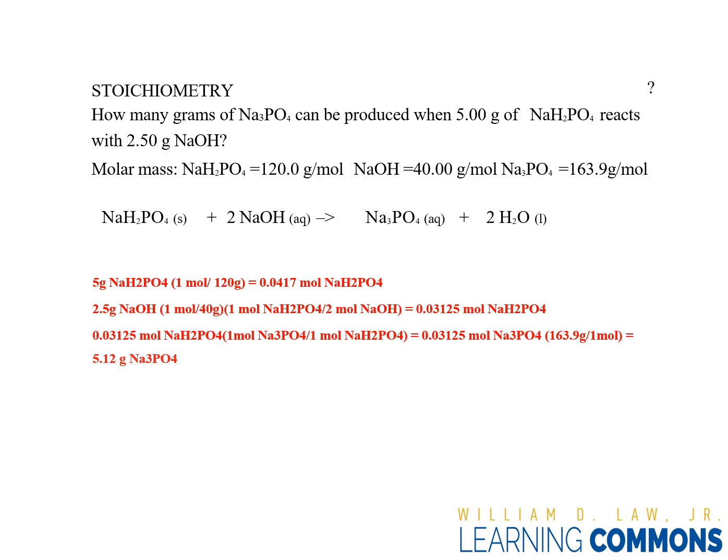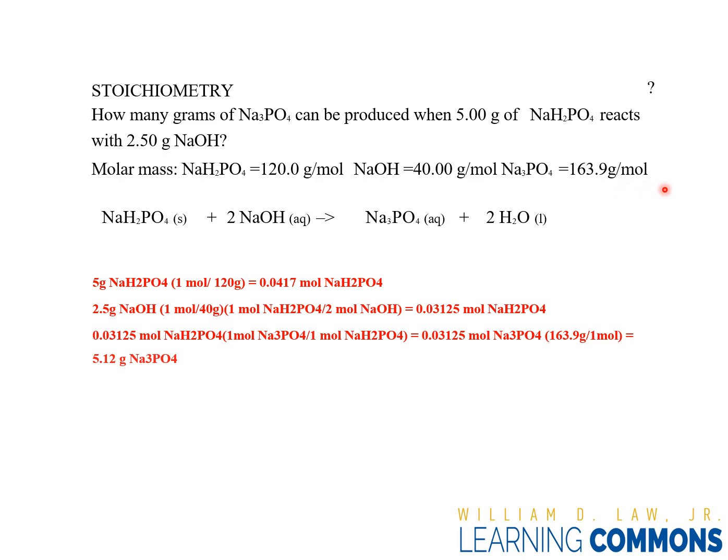This slide talks about stoichiometry. If you see this example, it asks how many gram of trisodium phosphate can be produced after the reaction runs out, when 5 gram of sodium dihydrogen phosphate reacts with 2.5 gram of sodium hydroxide. It gives me the molar mass for all these compounds: sodium dihydrogen phosphate 120, sodium hydroxide 40 gram per mole, and trisodium phosphate 163.9 gram per mole.